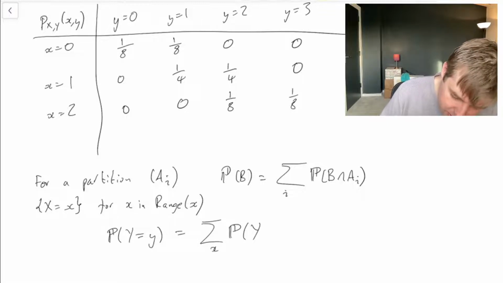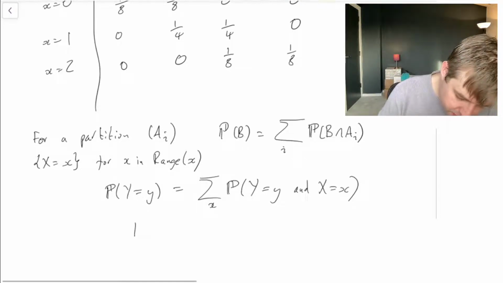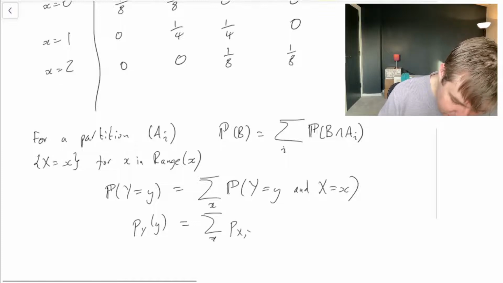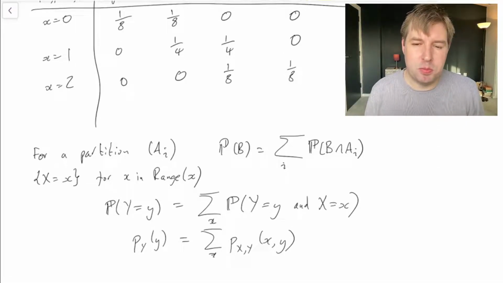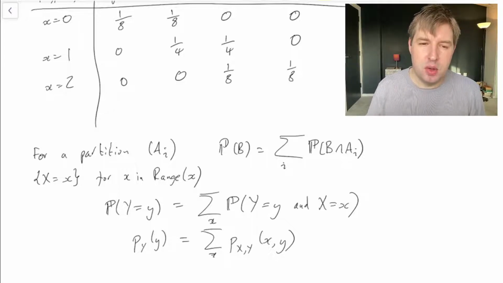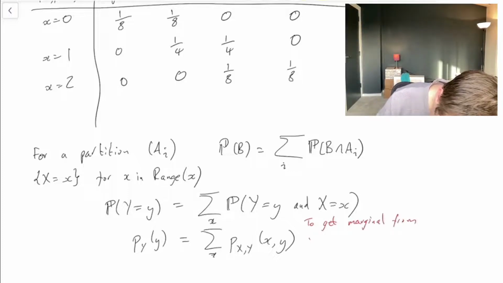gives us that we can write the marginal distribution for Y as a sum over the partition given by the different values of X. Or in probability mass function notation, that's this. So in other words, to get the marginal distribution out of the joint distribution, you have to sum over the variable you don't care about. To get marginal from joint, sum over the other variable.